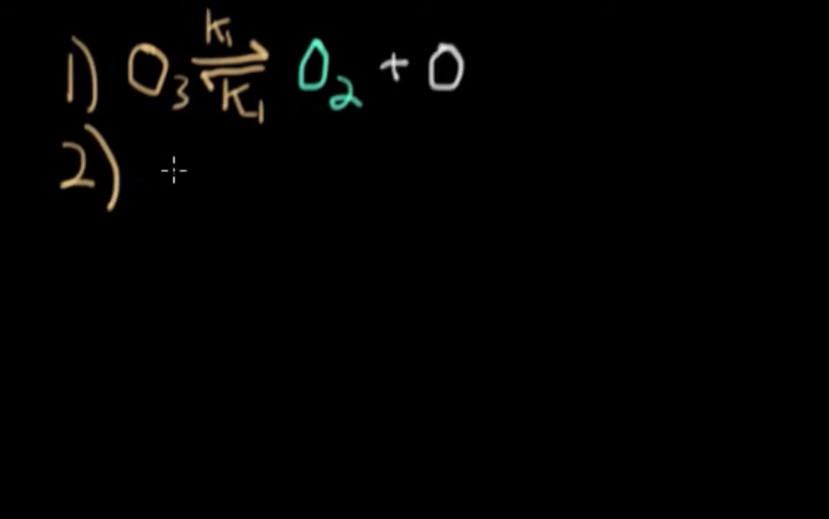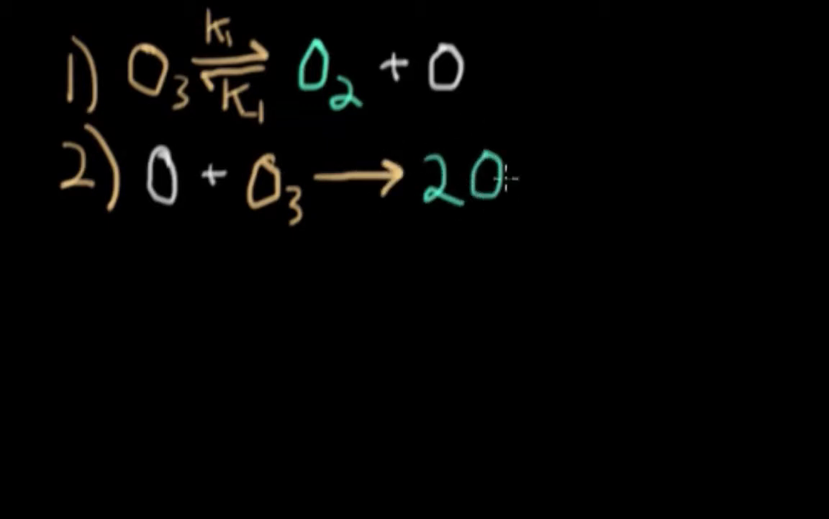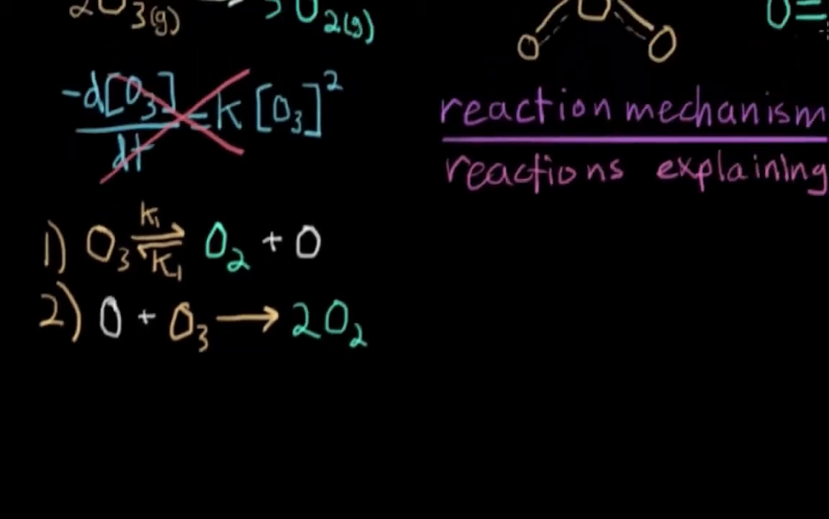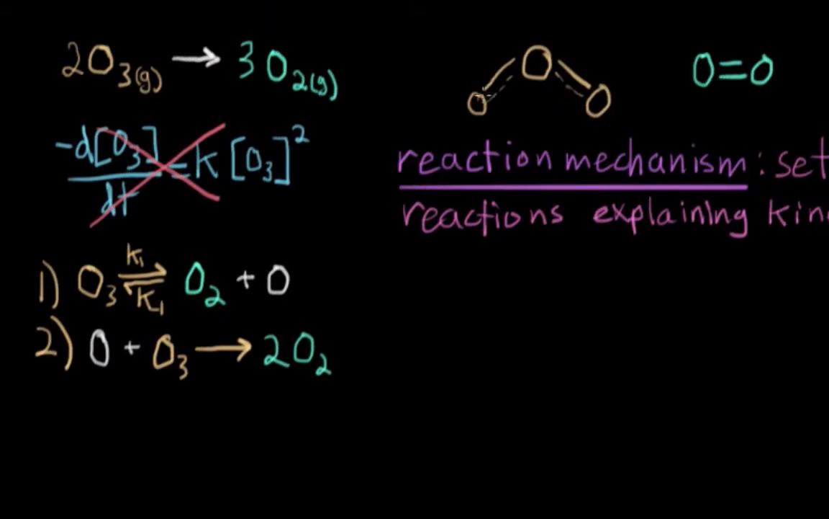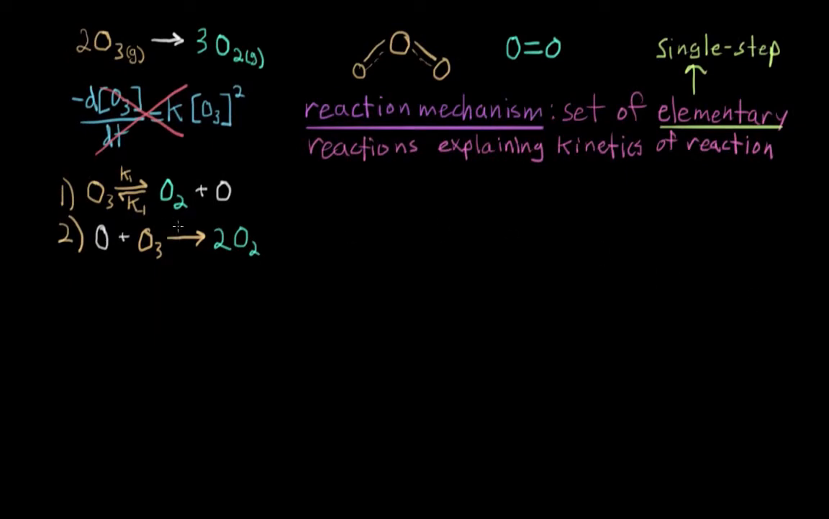And the second step of the reaction says that we have an oxygen atom running into an ozone molecule to form 2 oxygen molecules. Again, this is molecular oxygen, this is ozone, and this is atomic oxygen. And the second reaction has a rate constant of K2. It's found that the first reaction is called our fast reaction, or fast step, or rapid equilibrium. And then our second reaction is our slow step.